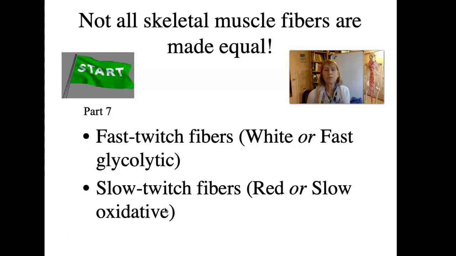So fast twitch are also called white or fast glycolytic, and the slow twitch are redder, and they are redder in color too, and I'll show you, or slow oxidative. So it's going to have to do with how they get their energy and how long they last without fatiguing. Okay, so we have both of these types. Genetically, this is determined, so you don't have a choice. You're born with a certain percentage of fast twitch and a certain percentage of slow twitch fibers.